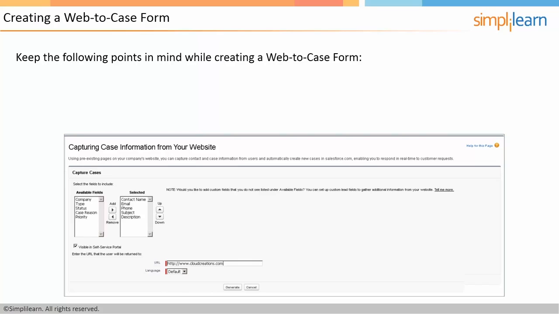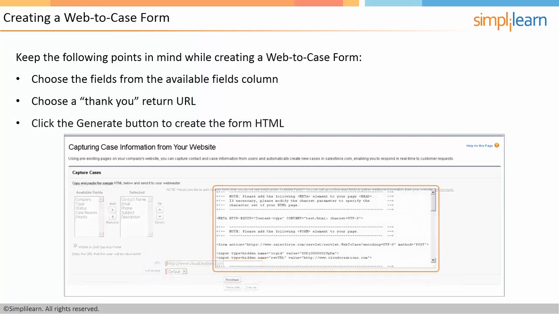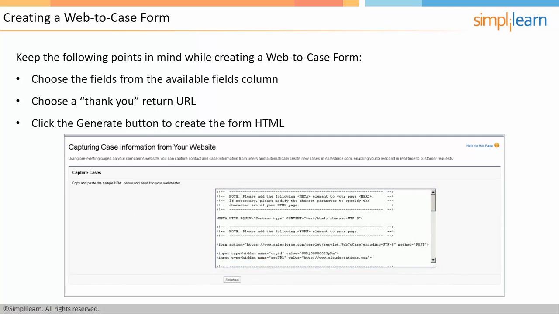The following key points are that you choose fields from the available fields column, as you can see here, from available fields to selected. You also choose a thank you return URL for after the case has actually been submitted. And then, of course, you generate the HTML using that generate button. What this does is it literally generates the HTML that a Salesforce customer would put on their website using a web developer or web design company, whoever the webmaster is for that website.